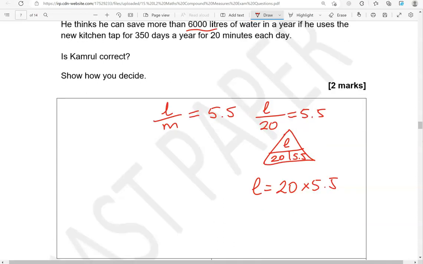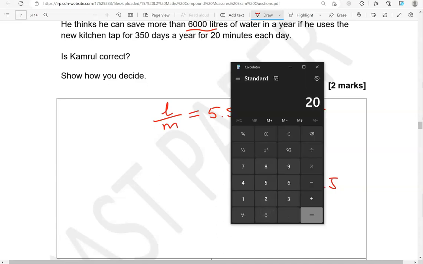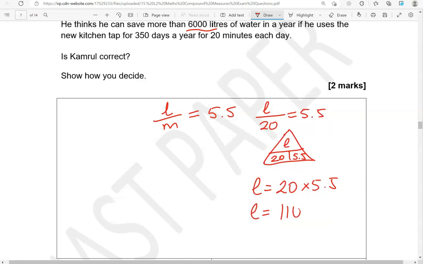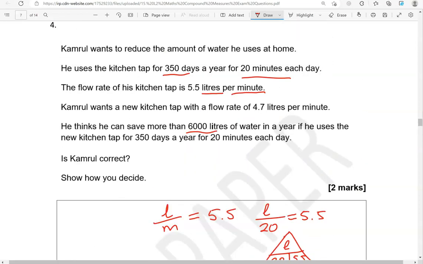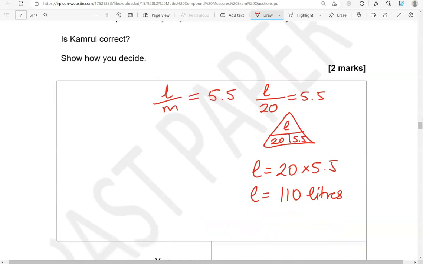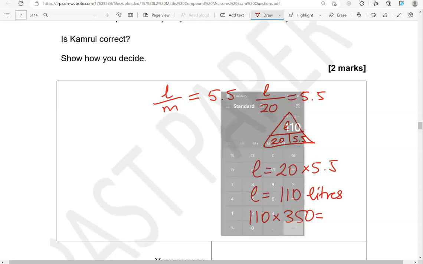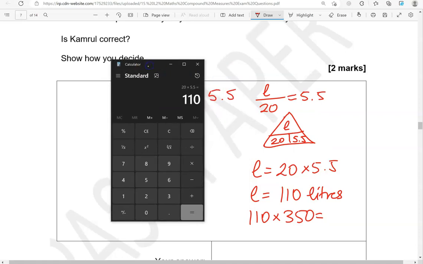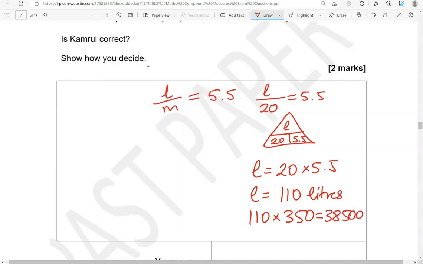L is the number of liters, as we said. So L, 20 times 5.5 gives us 110 liters per day. It's 350 days, so we're going to do 110 times 350. So that gives us per year how many liters he uses. Which is 38,500 liters.